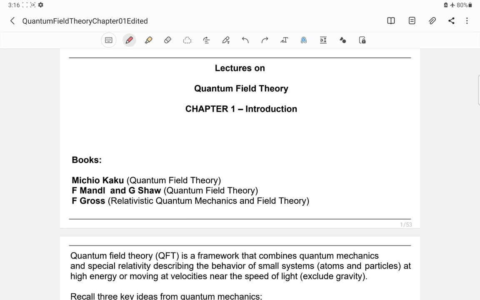And the books we're going to use, or you may refer to, are Quantum Field Theory by Michio Kaku, Quantum Field Theory by Mandl and G. Shaw, and Relativistic Quantum Mechanics and Field Theory by F. Gross.